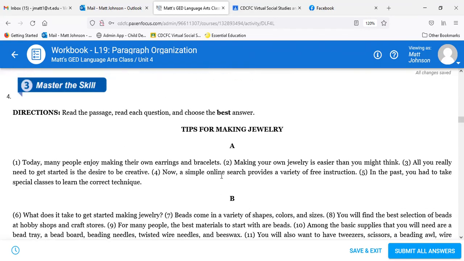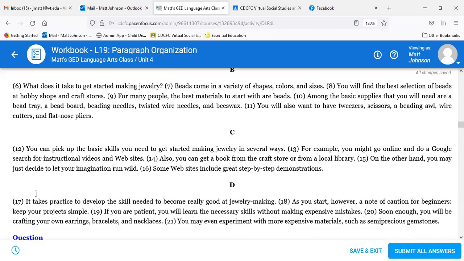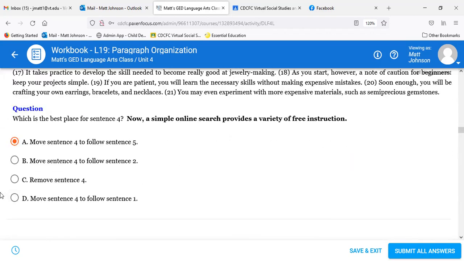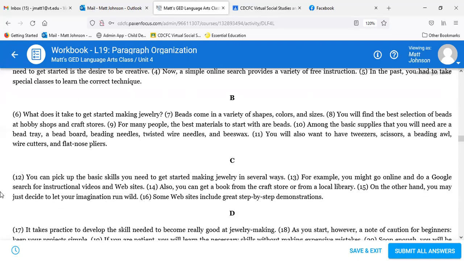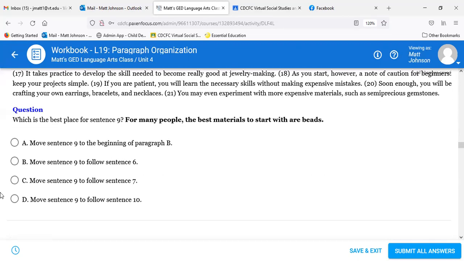But here, in the past, now. So we're going in order of events. In the past, we did this. Now we do this. Makes better sense. It's a little more intuitive to do it that way than the other way around. So A for 4 and 5. Nilda, you want to try 5?